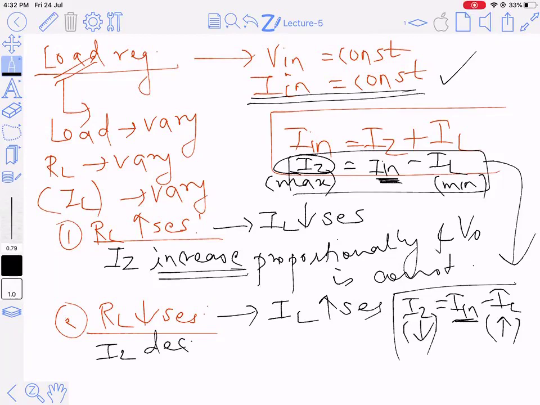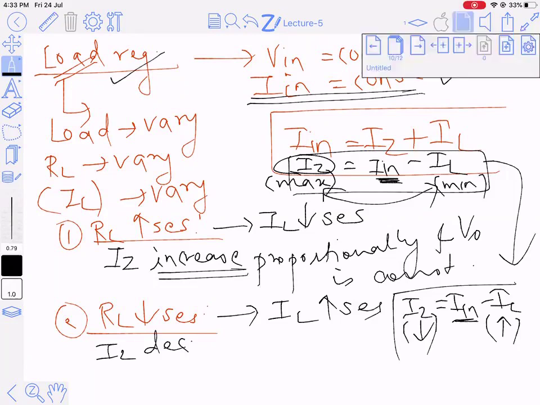So hence what we spoke is very true: IZ and IL are opposing. When one becomes minimum, the other becomes maximum to compensate, and when one is maximum, the other becomes minimum, to make the output voltage constant. These are the two parallel branches. It regulates, one is adjusting and both are compensating. So this is what I mean when I talk about load regulation.